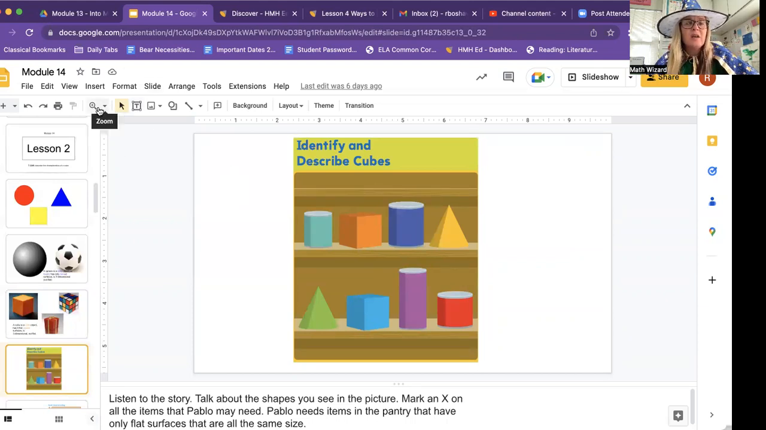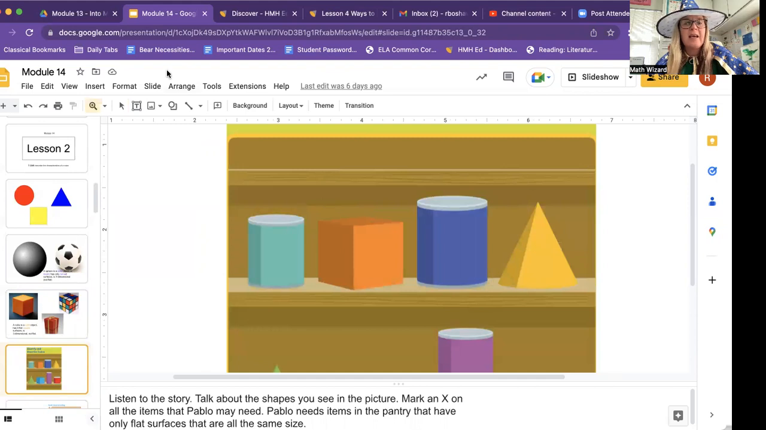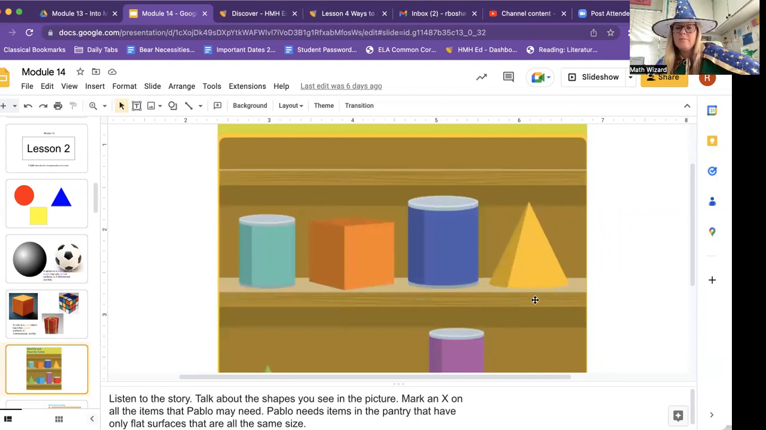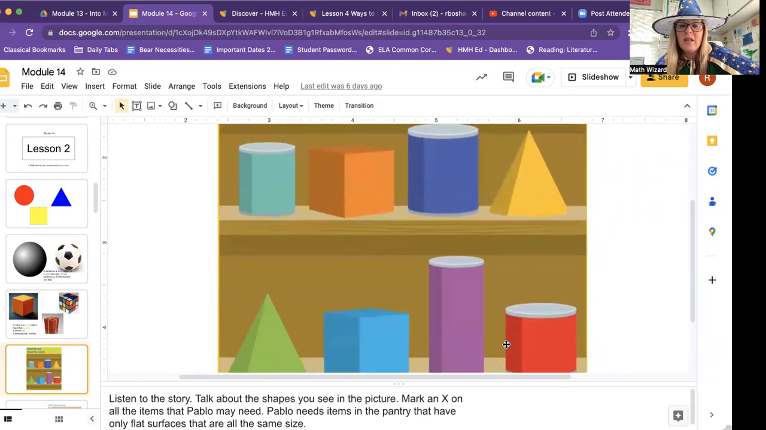So let's look in the pantry. Those look like cans right there, don't they? Well, those cans have only flat surfaces the same size. Well, cans have curved surfaces, don't they? They do have a flat on top and bottom, but they don't have all flat surfaces the same size. How about this? This looks like an object with flat surfaces all the same size. Now, look at this. This is a cone, and it has a curved surface and a flat surface. So that's not what he needs.